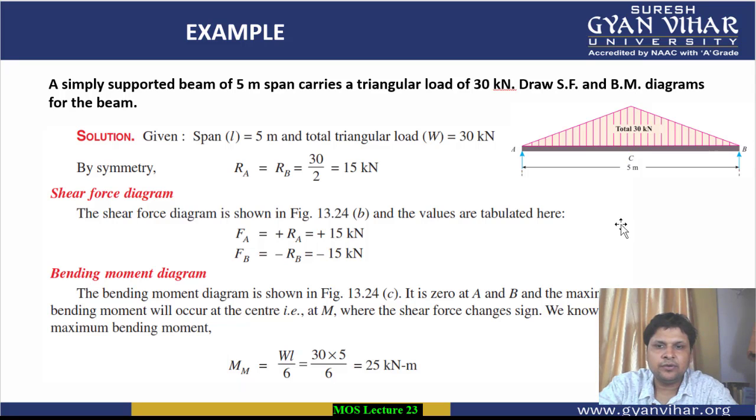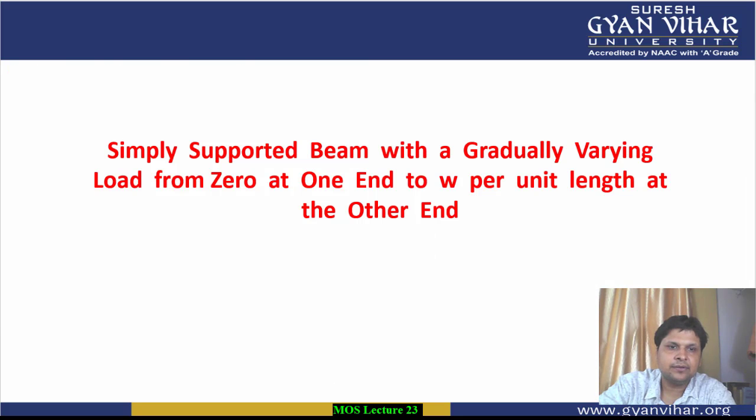All right. Now, students, we will consider the second case, in which we will discuss a simply supported beam with a gradually varying load from 0 at one end to W per unit length at the other end. Here the case is that you have the UVL only on one of the sides.